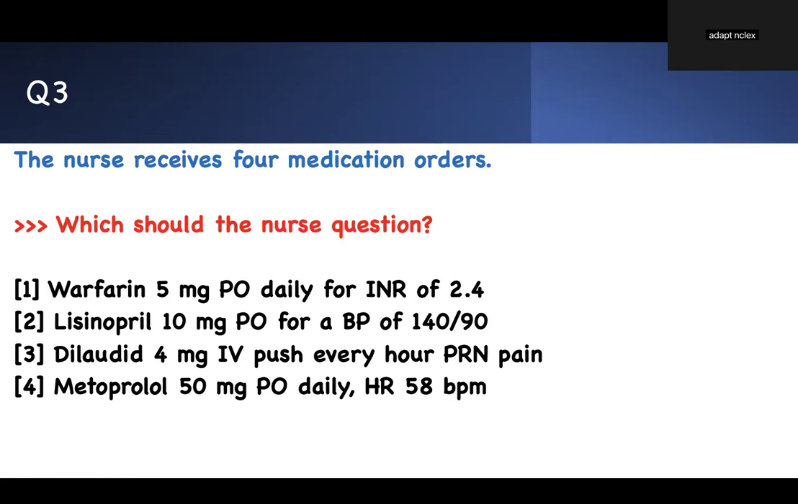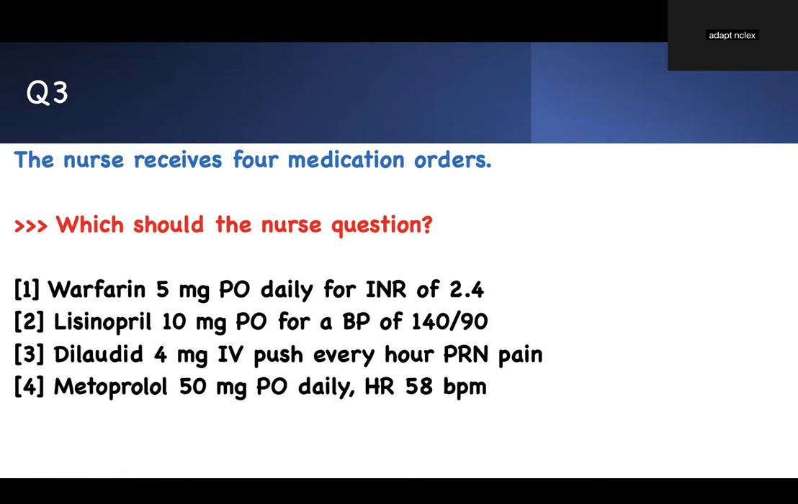Think about it. Warfarin, you give it daily unless the INR is high, like 4 or 5. This is not the problem. 2.5 is still within a normal range. Lisinopril 10 milligram given to reduce blood pressure is fine. A morphine opiate derivative given every 1 hour, 4 milligram, is too much of a dose. That can lead to respiratory depression. Metoprolol 50 milligram given daily is okay. Most of the time, this is given for your blood pressure and it will lower your heart rate a little bit. So the one that is more serious is number 3. That's the one we have to question.